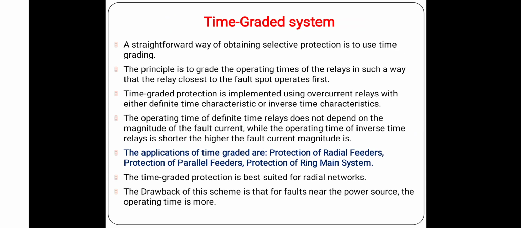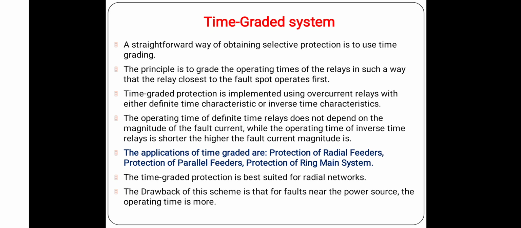So now we move to time graded protection. Basically, in the time graded system, definite time overcurrent relays are used for this type of protection scheme. When a definite time relay operates for a fault current, it starts a timing unit which trips the circuit breaker after a preset time, which is independent of the fault current. The operating time of the relay is adjusted in increasing order from the far end of the feeder.